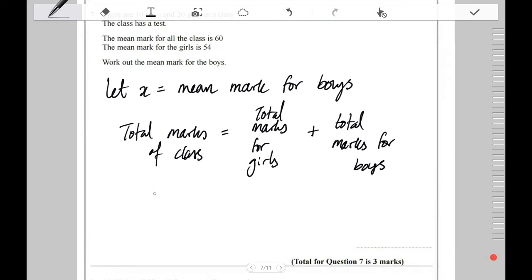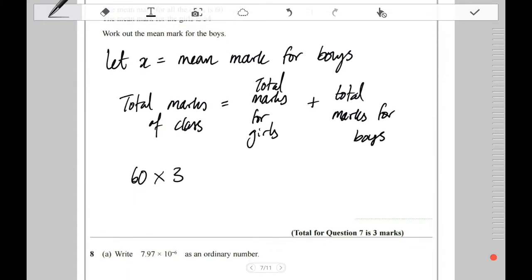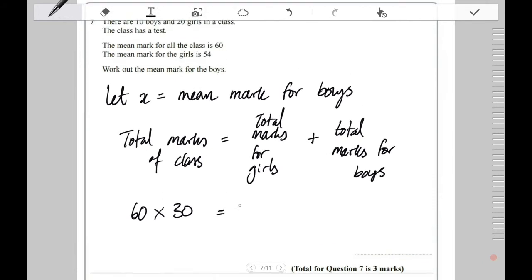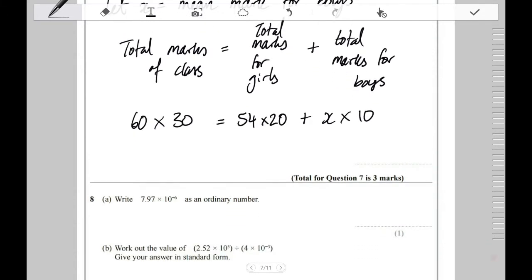So we know that the total marks of the class is going to be 60, which is the mean mark for the class, multiplied by the number of students in that class. They said there are 10 boys and 20 girls, so we're going to multiply by 30. The total mark for girls is 54, and there are 20 girls. And the total mark for boys is the mean mark, which we've said is x, multiplied by the number of boys, which is 10. Now looking at this equation that we formed, there's only one unknown, so if we rearrange for x, we should get the answer.